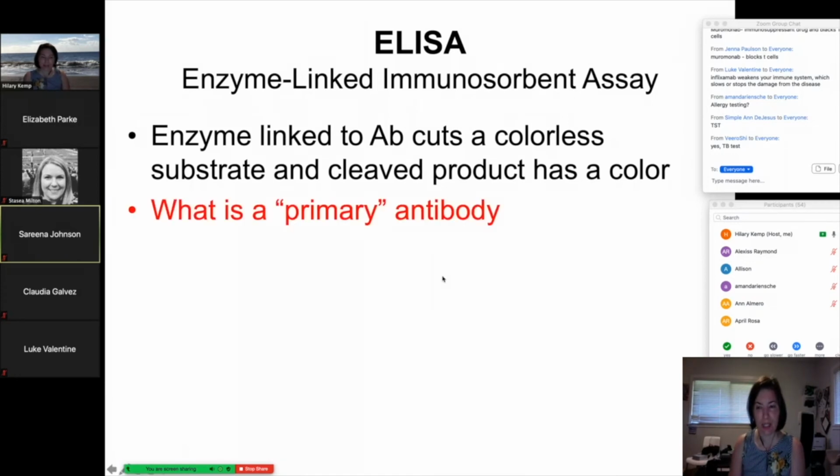So there's a couple of terminology things that we're going to see if we can review before we look at a picture of this assay and talk our way through it. But what is a primary antibody in the ELISA? What is a primary antibody? If you know, raise your hand or write it into the chat. What does a primary antibody do, and what qualifies it as a primary antibody?